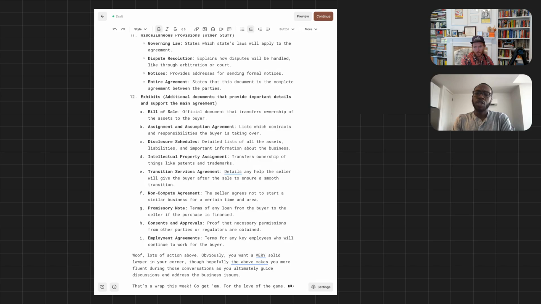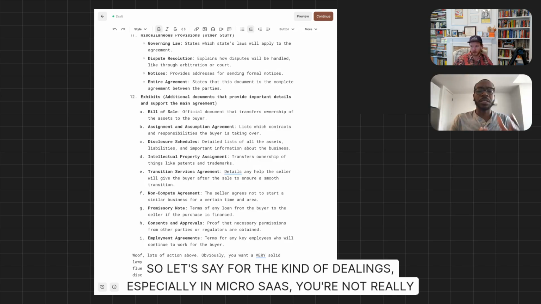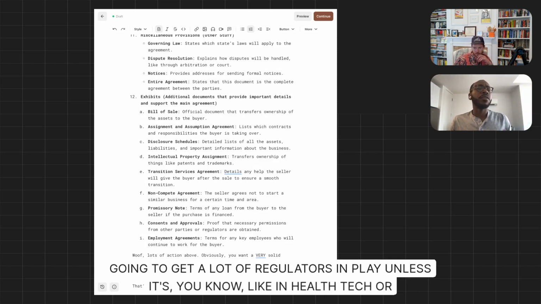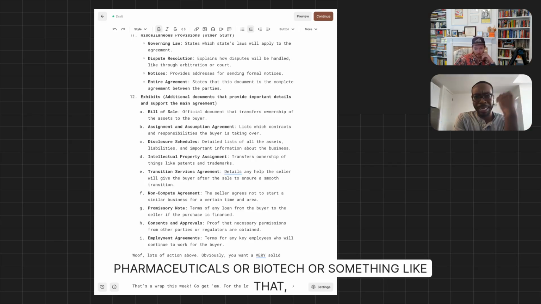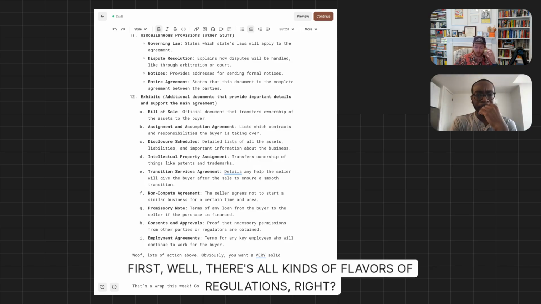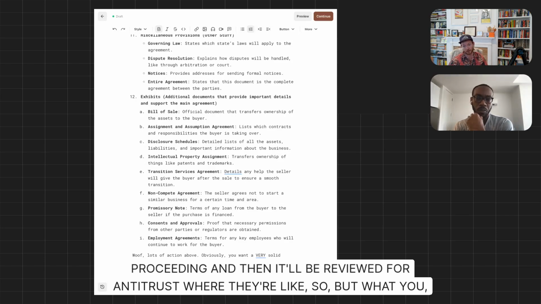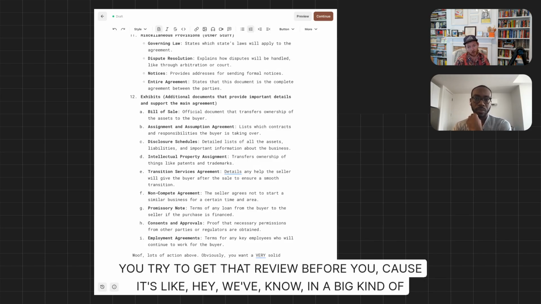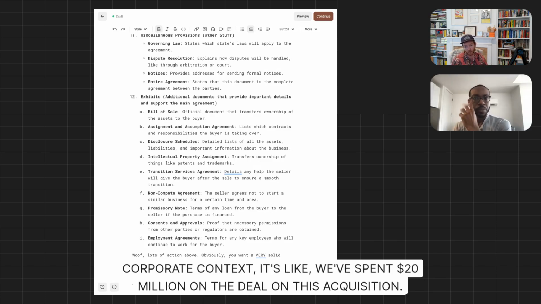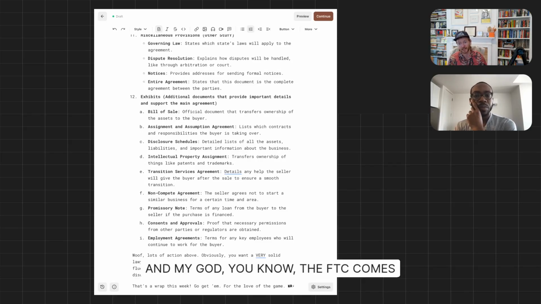Let's say for this kind of dealing, especially in micro SaaS, you're not really going to get a lot of regulators in play unless it's in health tech or pharmaceuticals or biotech or something like that, right? Well, there are all kinds of flavors of regulations. What would typically happen is an acquisition will be proceeding, and then it'll be reviewed for antitrust. You try to get that review early, because in a big corporate context, you've spent $20 million on the acquisition, and oh my god.